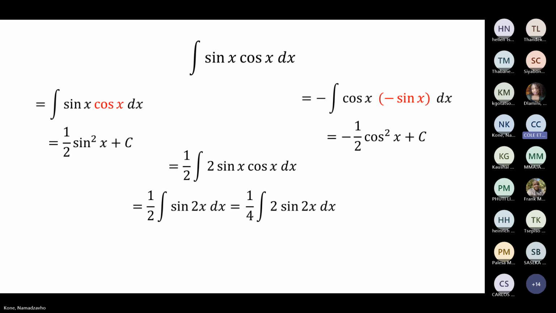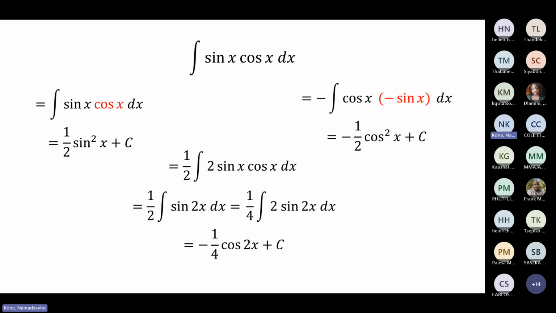So would it be 1/4 negative cos of 2x? Which can be rewritten properly as minus 1/4 cos 2x plus c. And I think you are right, which is this that we see there. And that's how you do this integral. So these are 3 different ways of doing the same integral.